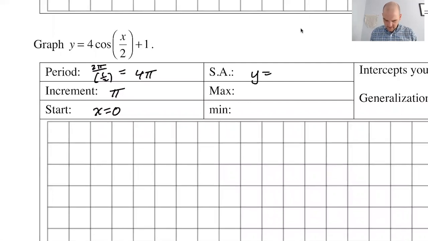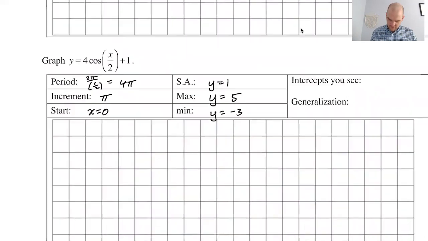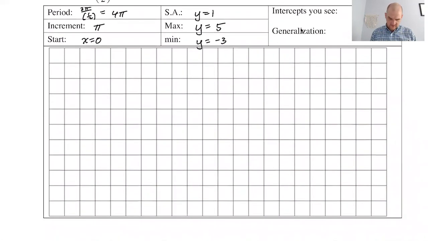This will be y equals 1, and you can go up 4, so 5. This will be y equals 0 at 1, and you can go down 4, so -3. So can we space this out enough? We had to go from -3 to 5.